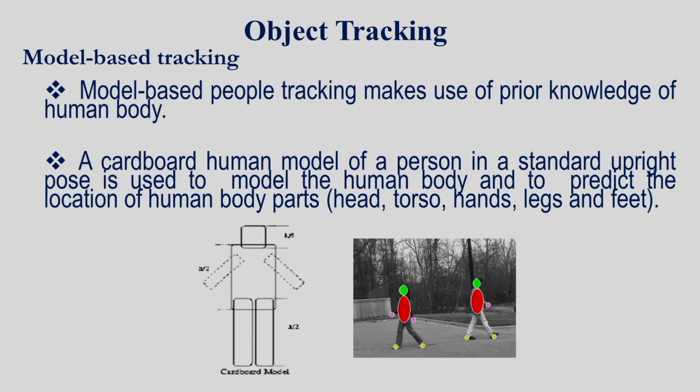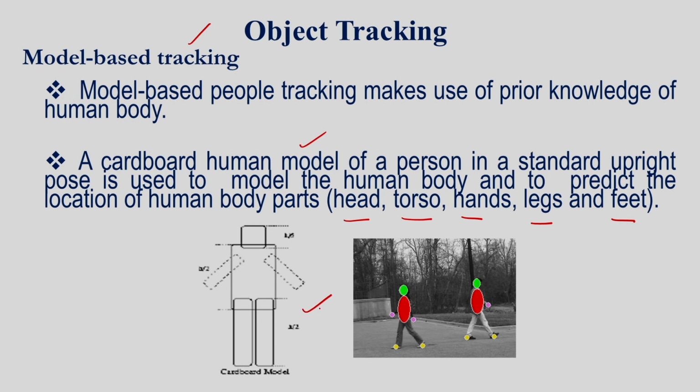And after this, we have to consider the object tracking. Tracking means finding the correspondence between the frames of a video. For this we can consider model based tracking. Suppose I want to track humans, then in this case we can consider model based tracking. Maybe we can consider a cardboard human model, and this model can be used for object tracking, that is for modeling the human body and to predict the location of human body parts. The human body parts may be the head, torso, hands, legs and the feet. So, this is the cardboard human model, and based on this model we can do the object tracking.